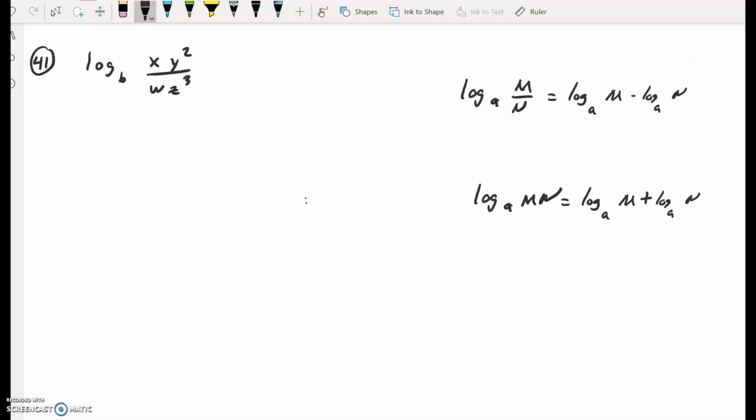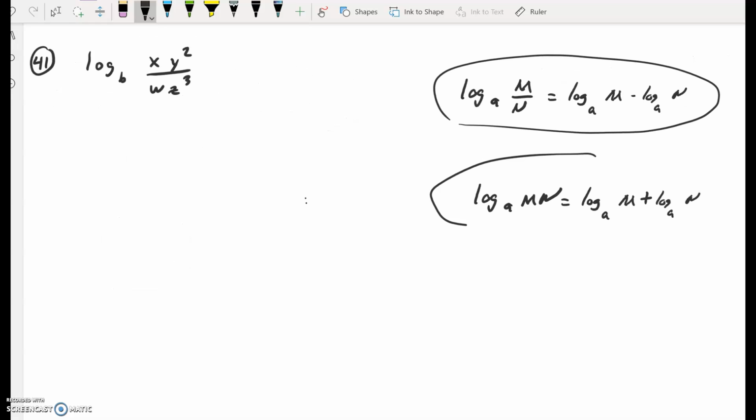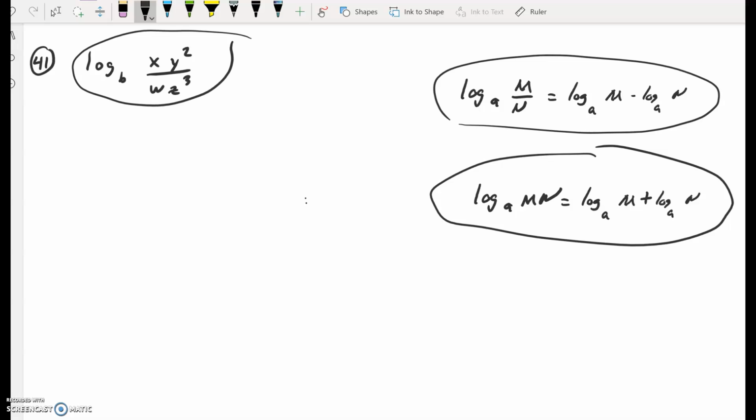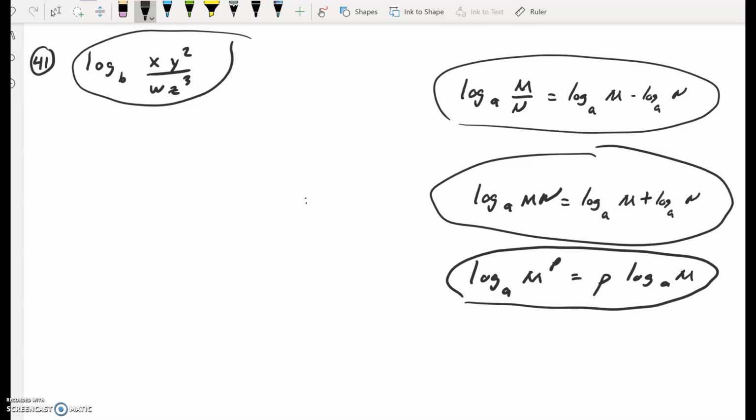Here's problem 41. We're asked to use our quotient rule for logarithms and our product rule for logarithms to change the form of this logarithm into one that just has individual logarithms for x, y, and z. We're going to do that, but we're also going to use one other property, and that is this property, the power rule for logarithms. And so let's get started. We know that this can be thought of as the log base b of xy squared minus the log base b of the denominator wz cubed.